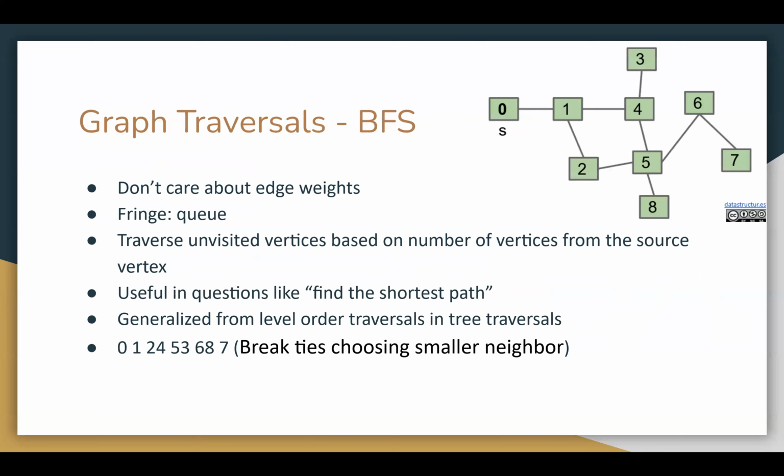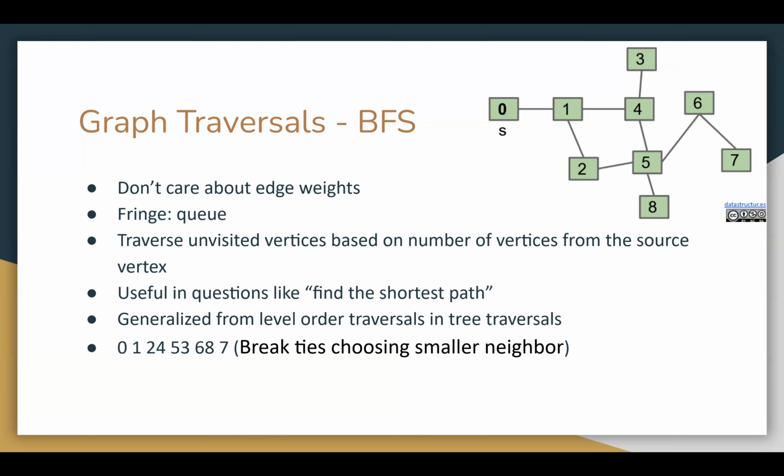Okay, and then the next thing that we are going to talk about is BFS. So similar to DFS, we don't care about edge weights, and here we're using a queue as our fringe, rather than a stack or recursion in DFS. And then we traverse unvisited vertices based on the number of edges from the source vertex. So BFS is especially useful in questions like finding the shortest path between the source and the target. And it is generalized from level order traversals in tree traversals.